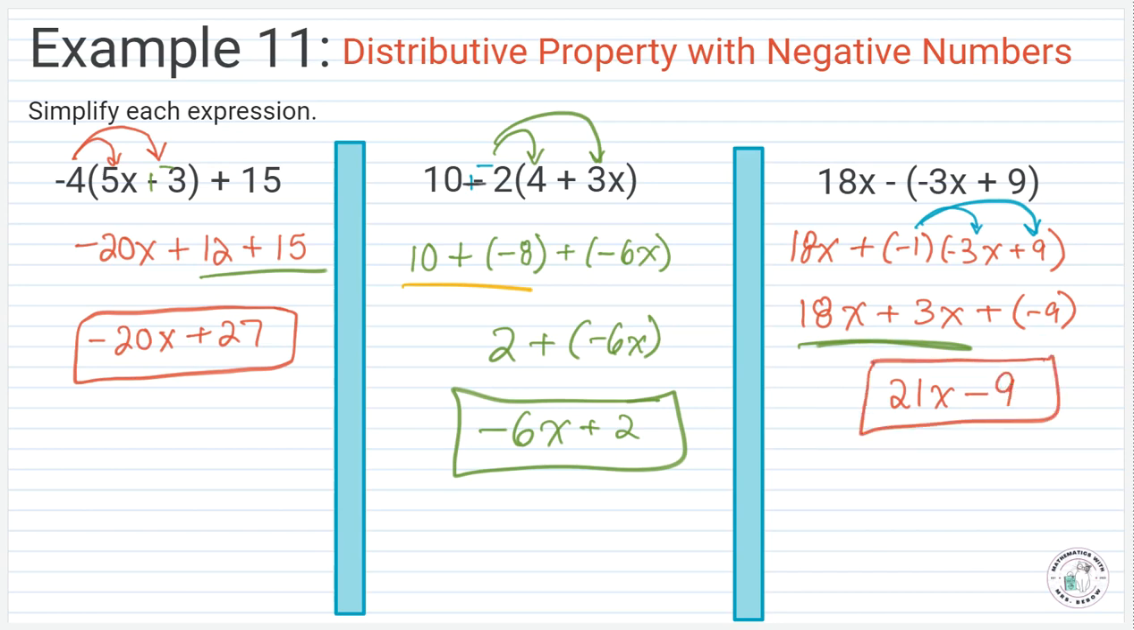All right, so that's going to be it for this video. Hopefully that helps clear up some of those distributive property questions when there's a lot of negatives involved. Again, my advice is to rewrite that subtraction as adding the opposite and then go from there with the distributive property. Thanks for watching.